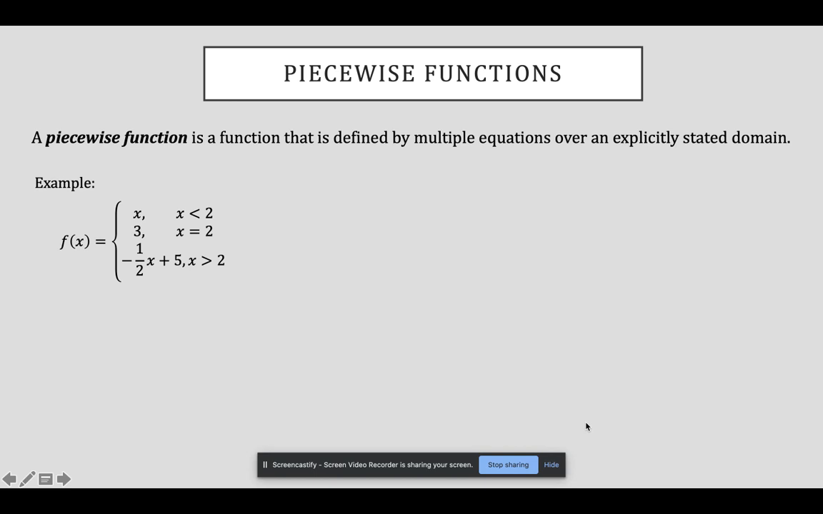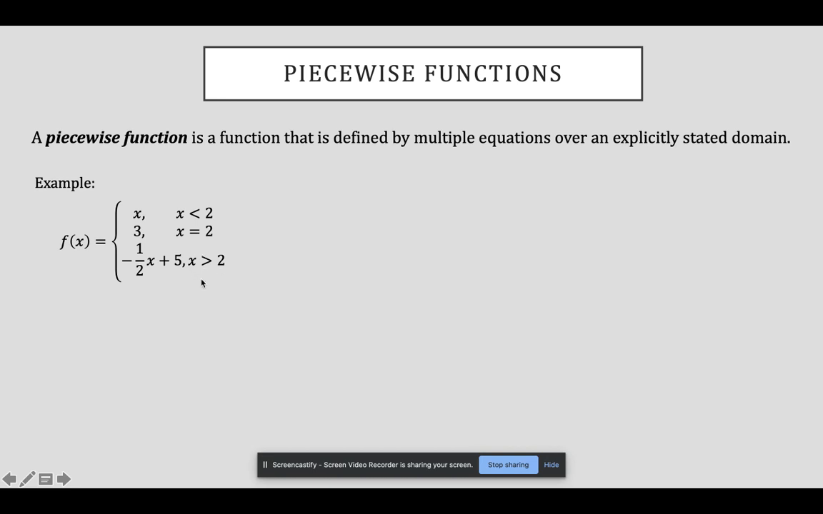Notice that there are 3 different pieces to this piecewise function. You could have a piecewise function that has 2 pieces, 3 pieces, 4 pieces, it doesn't matter. In this particular case, there are 3 pieces, and each one has a corresponding domain associated with it. So, for values of x that are less than 2, we want to use the first piece of this equation, y equals x. For values of x that are equal to 2, I'm going to use the second piece of this equation. My output is 3.